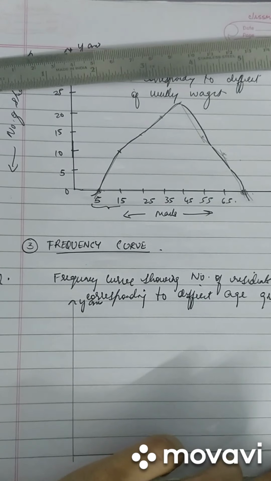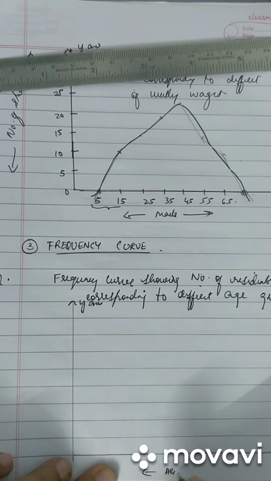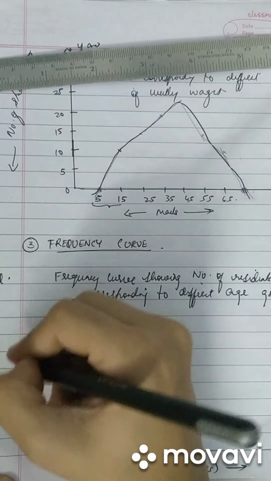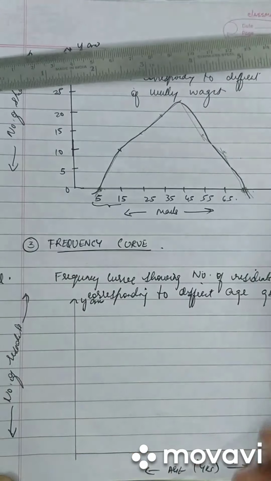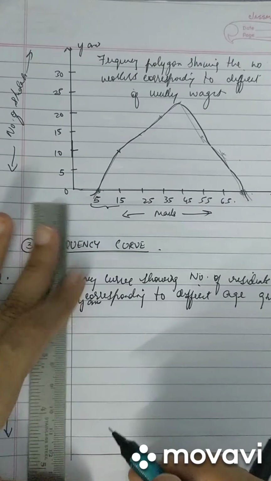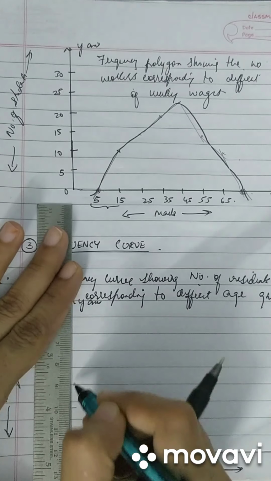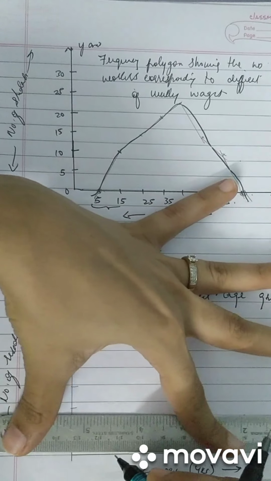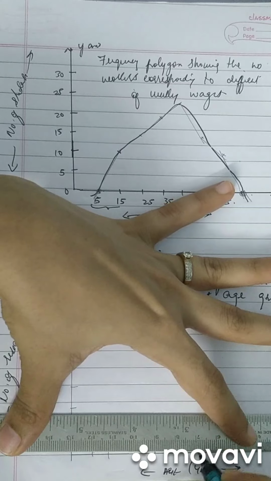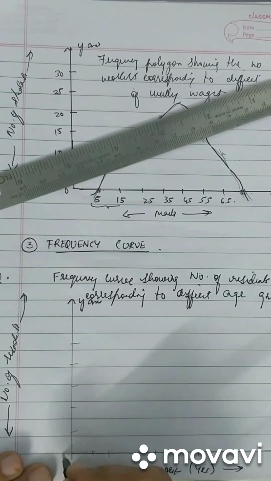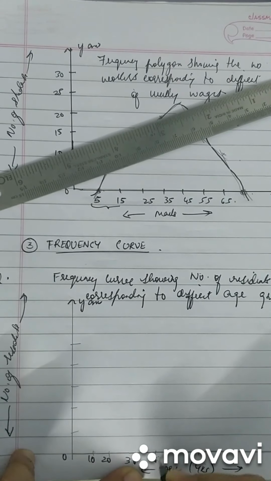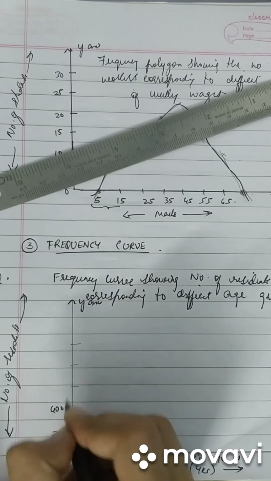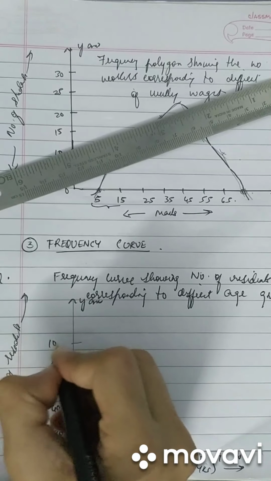Y-axis, x-axis. X-axis denotes age in years and the y-axis denotes number of residents. So we take a scale of 1 centimeter each. Zero, 10, 20, 30, 40, 50, 60, 70 and 80, and here it is 200, 400, 600, 800 and 1000.